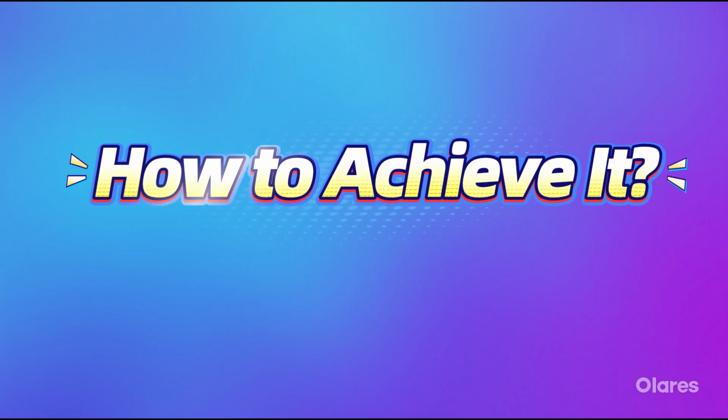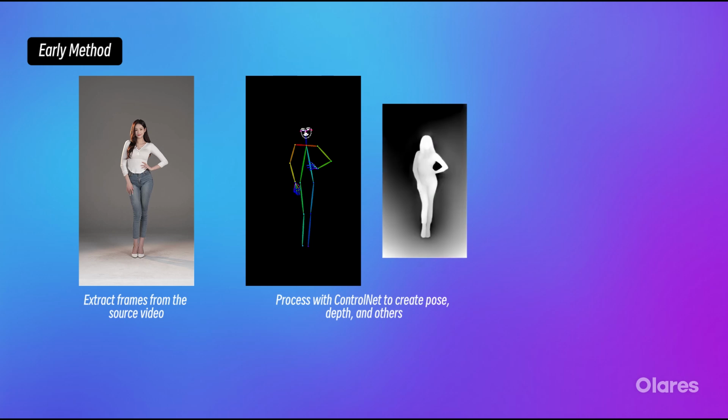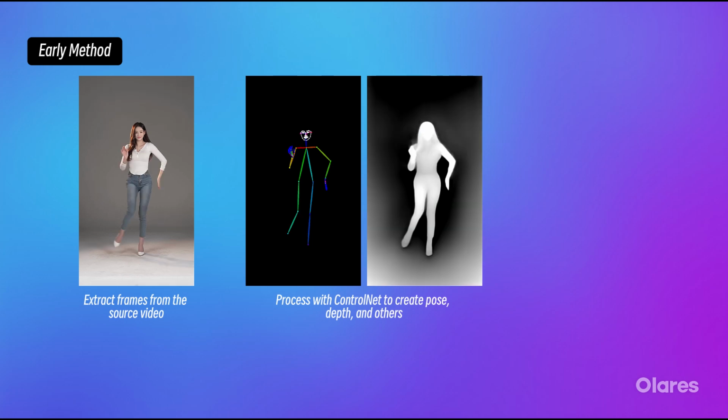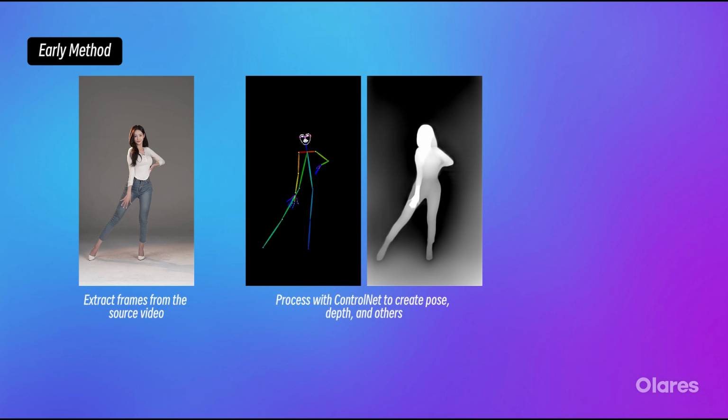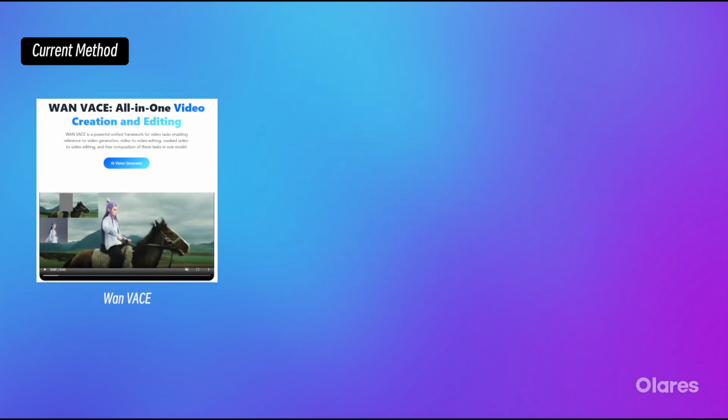In the early stages of AIGC, we primarily relied on ControlNet to process the reference video frame by frame, generating corresponding pose, motion, and depth maps. Then, AnimateDiff was used to generate new video frames, while style reference depended on IP-Adapter. However, things have become much more convenient now.